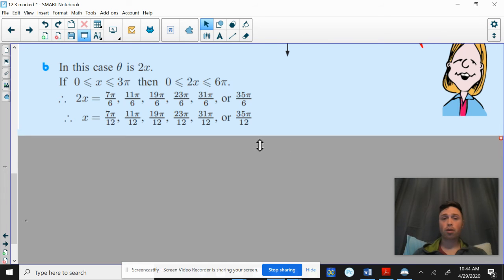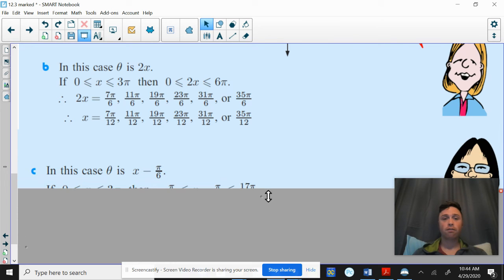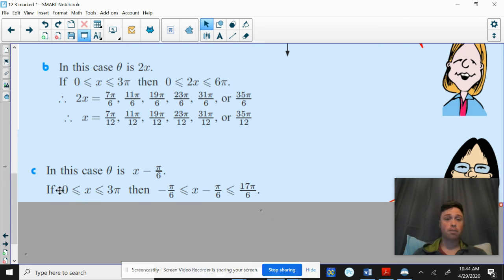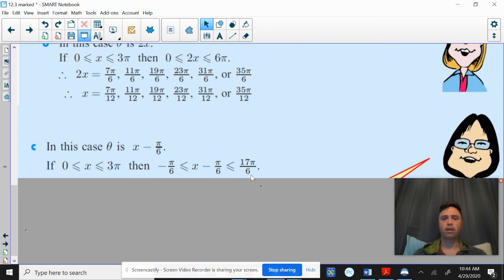The approach is basically the same idea for the third one here. In this case, the angle is x minus pi over 6. So again, we're just going to modify the domain by subtracting pi over 6 from all three parts of my domain until the input matches. So that's going to be negative pi over 6 on the lower end and 17 pi over 6 on the high end of my domain.